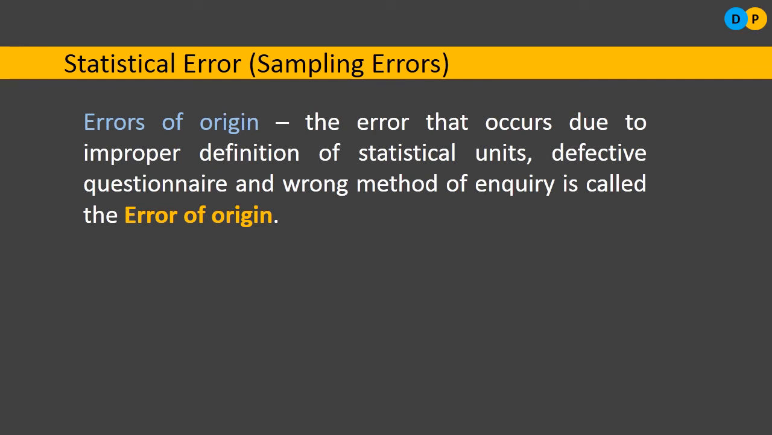Origin is nothing but the place from where we have collected the data. The error that occurs due to improper definition of statistical units, defective questionnaire, and wrong method of inquiry is called the error of origin. For our statistical study, we have collected the data from the units. But at the time of collecting data, we have made small mistakes, which may be very costly now. What are those small mistakes? We have not followed a standard rule of considering a particular unit.